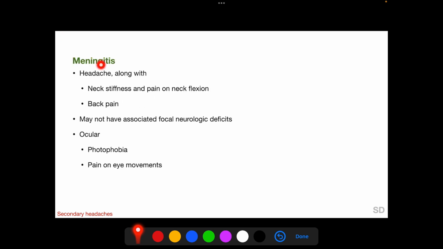In meningitis, we have headache along with stiffness of the neck and pain on flexing the neck. Back pain may also be present in headaches associated with meningitis. Meningitis patients may not have associated focal neurological deficit, and typically patients with meningitis complain of photophobia and may also complain of pain on eye movements.